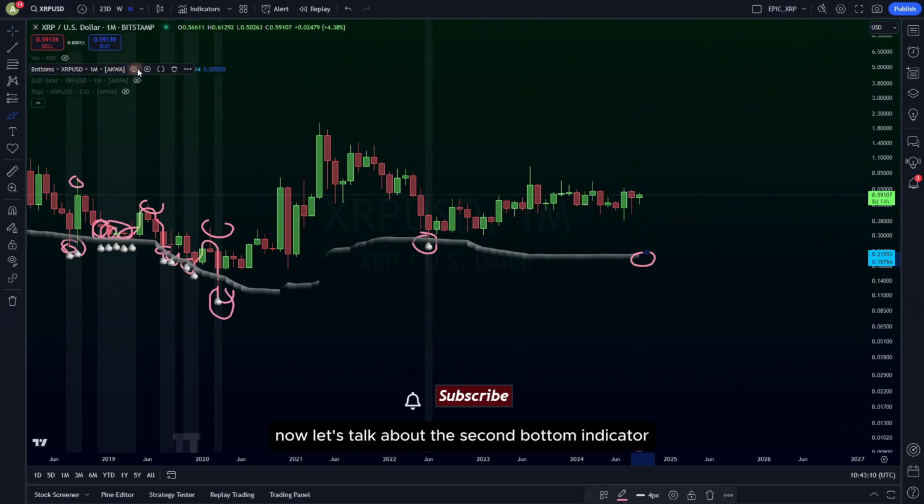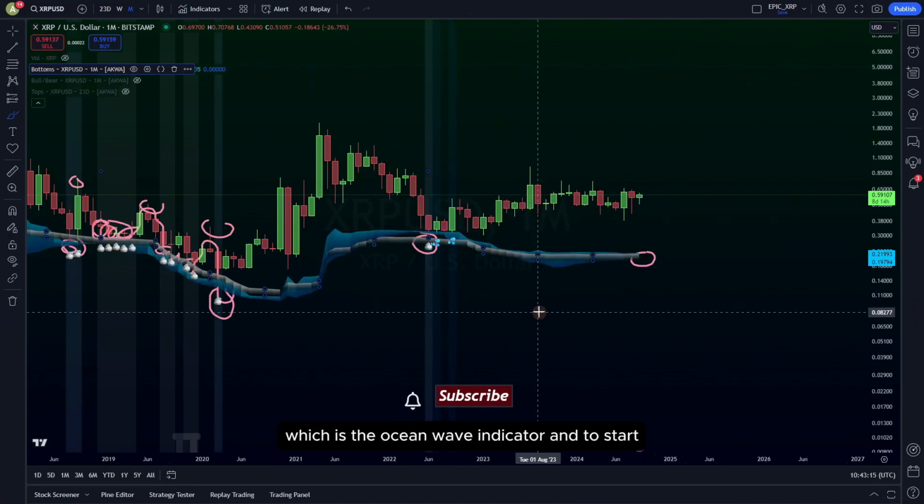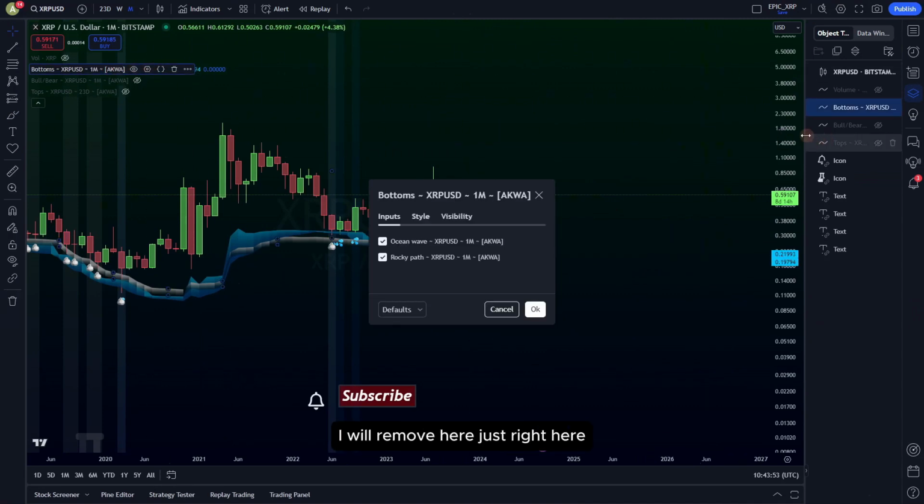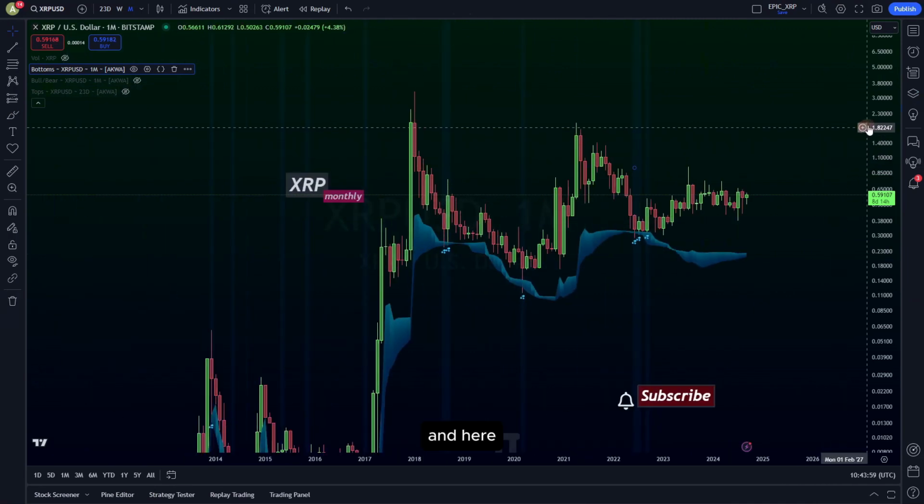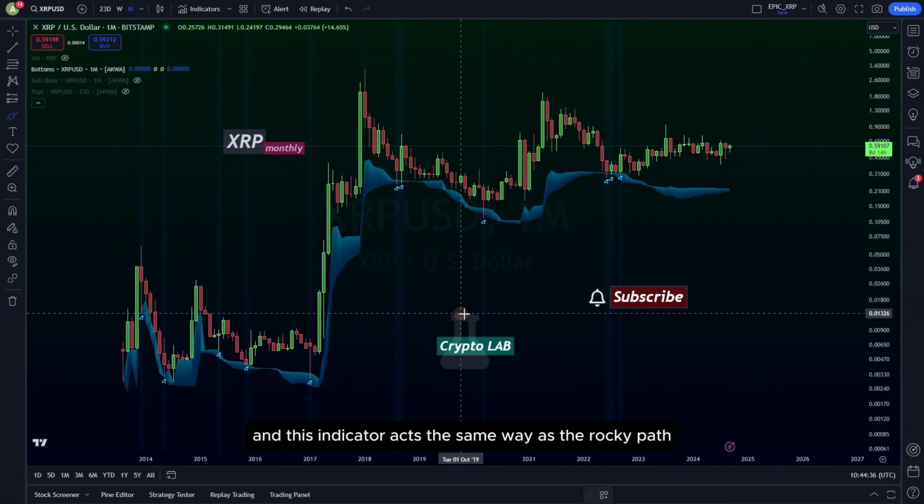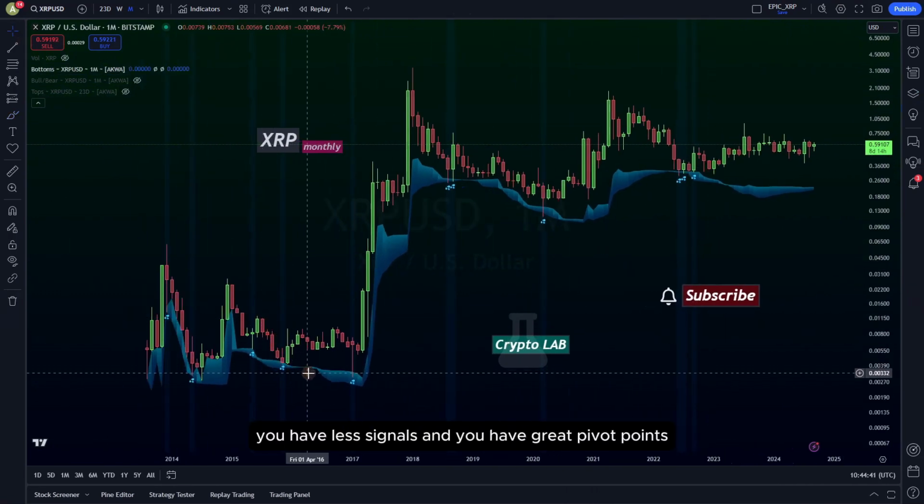Now let's talk about the second bottom indicator, which is crucial also, which is the ocean wave indicator. And to start, I will remove here, just right here, the rocky path indicator. And here, right now, we have only the ocean wave indicator. And this indicator acts the same way as the rocky path, but this time you see you have fewer signals and you have great pivot points.